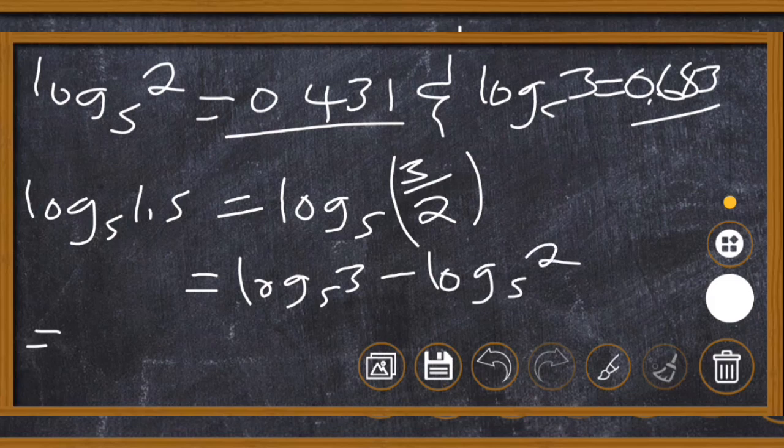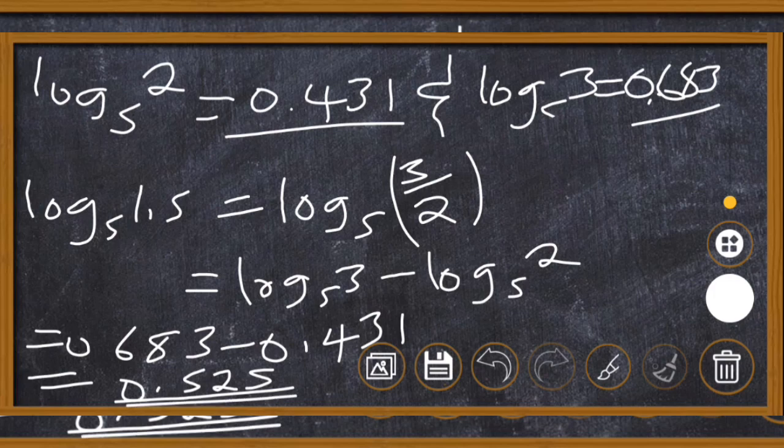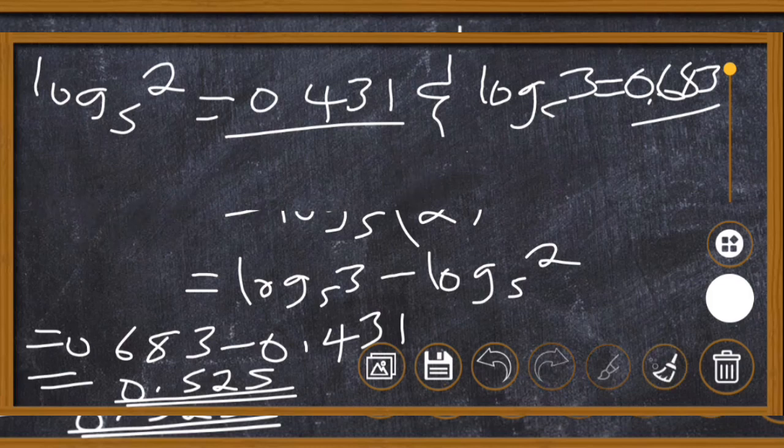Now we know that log of 3 is given as 0.683 minus log of 2, which has been given as 0.431. So when we subtract the two values, we are going to have 0.525. So this is the answer for such kind of an expression. So let's look at one last example on the same.